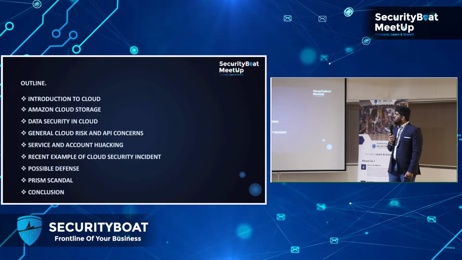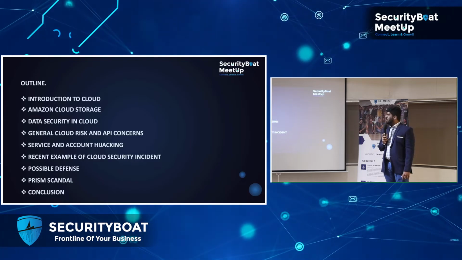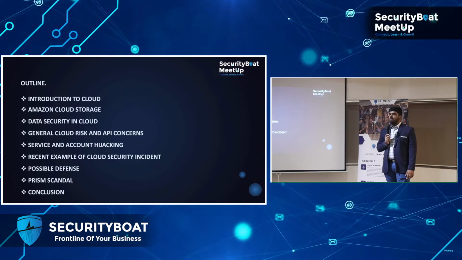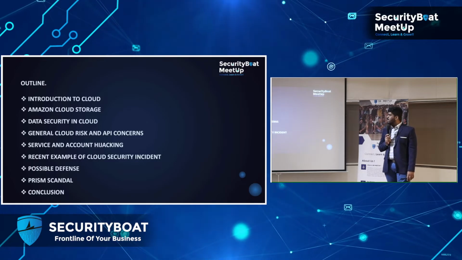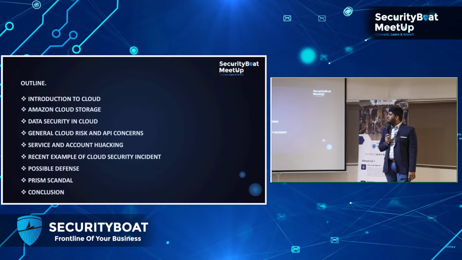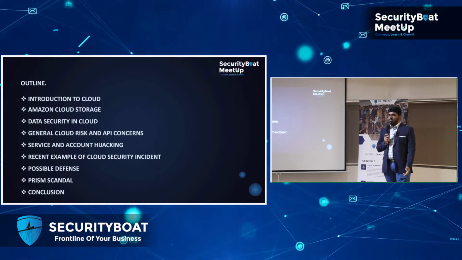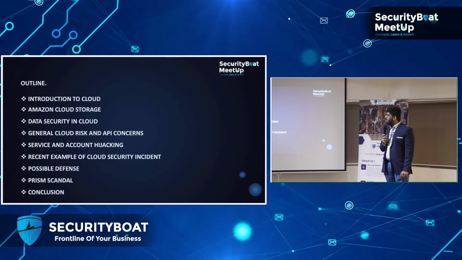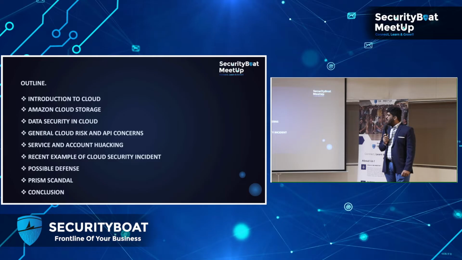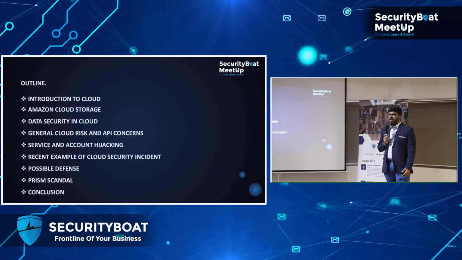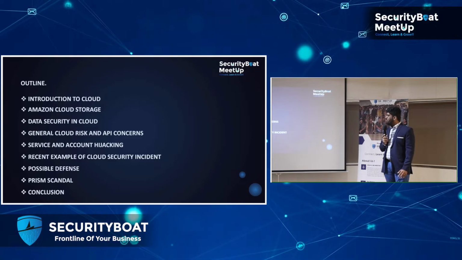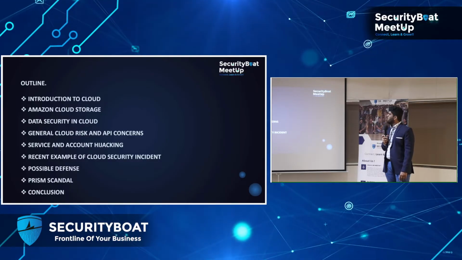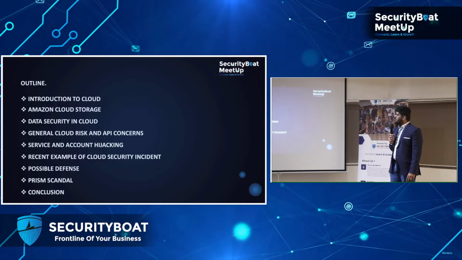So this is the brief outline of what we will be discussing today. We will first discuss the basics of cloud, then some of the features Amazon Web Services provides to store data, then the data security provided. Then some of the available attacks on the cloud, how to prevent those attacks, and the steps and possible measures organizations have taken to defend against cloud attacks. We will discuss these one by one. Going to the next slide.